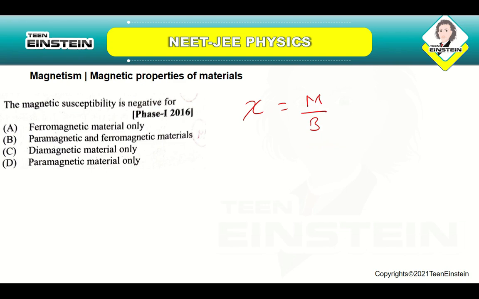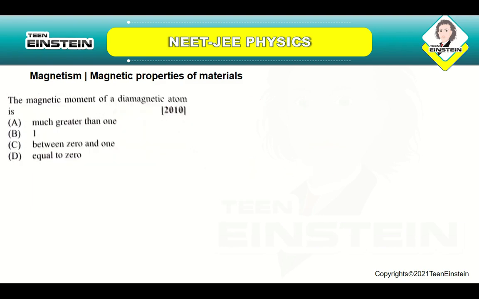In the case of a diamagnetic material, psi will be equal to minus 1, so it will have a negative value, but in the case of a ferromagnetic or paramagnetic material, it will have a positive value. So, the correct answer is diamagnetic material only. It is a simple question. Diamagnetic material does not respond like the others to an applied magnetic field, so the susceptibility value will be negative. The correct answer is option number C.